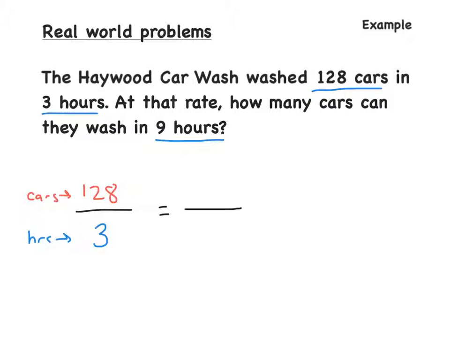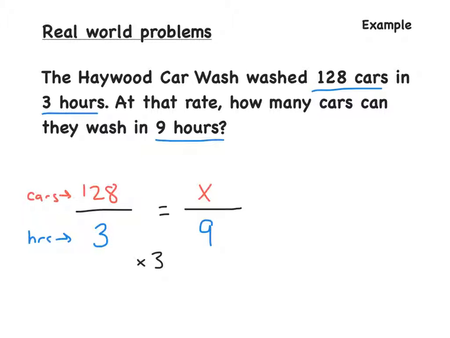So now we are trying to find how many cars they can do in 9 hours. Since the hours are on the bottom, the 9 goes in the denominator as well. So we are trying to solve for x. In this case, I'm going to use the multiplication or division method. So how many times does 3 go into 9? 3 times what is equal to 9? 3 times 3 is equal to 9.